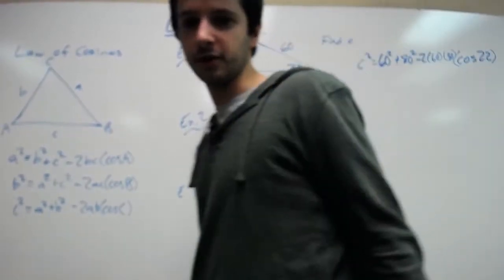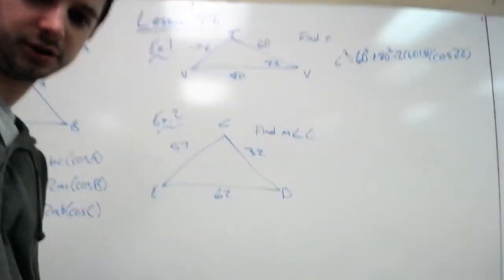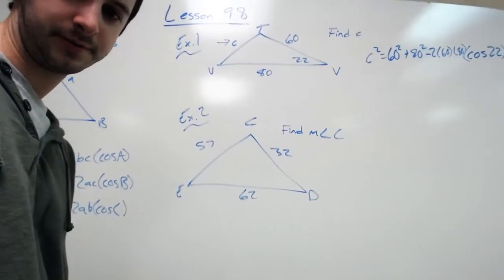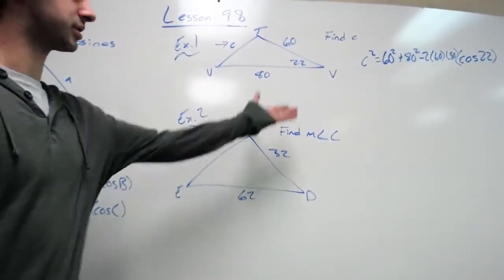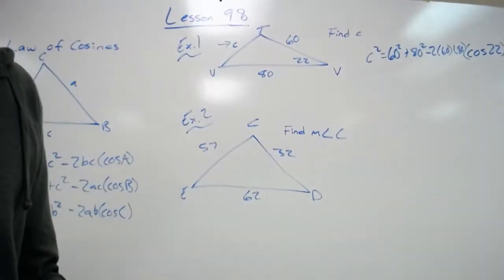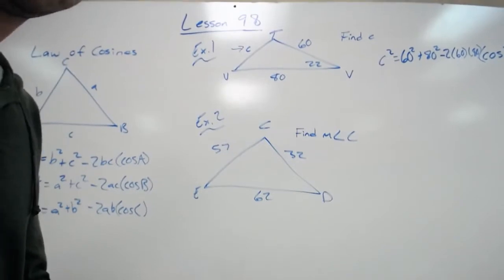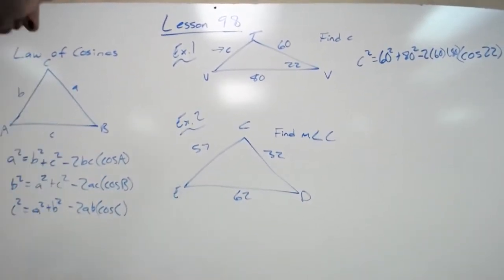Sorry, I'm seeing if that's big enough that you can see it. I'll just try to bring it a little bit closer. All right. So now we just solve. We only have one variable, c, so we can solve. There we go. That's better.